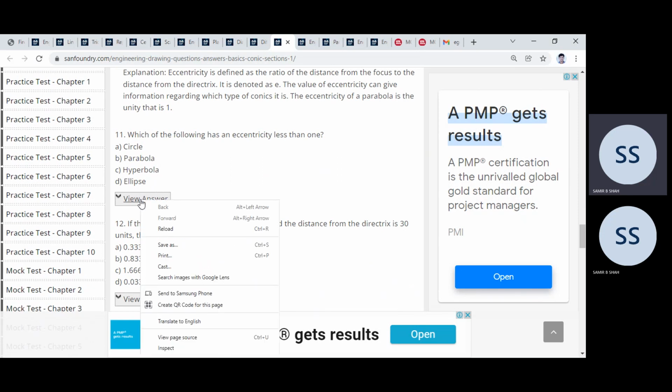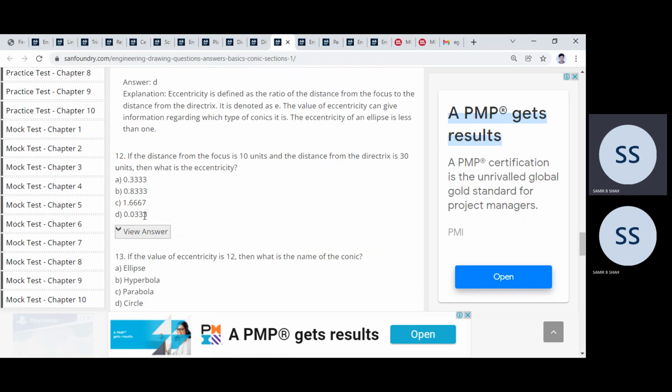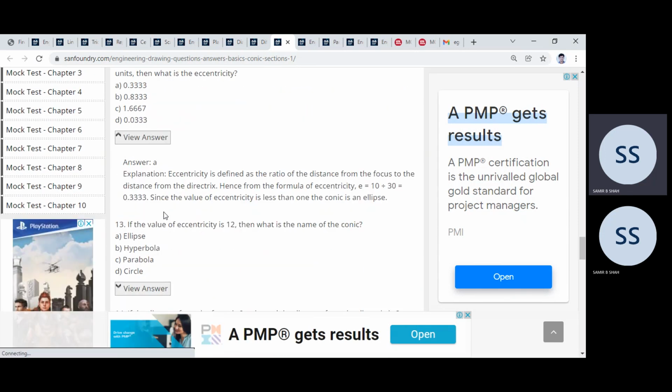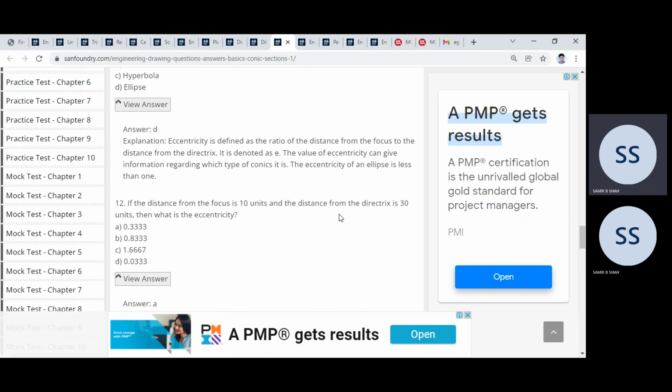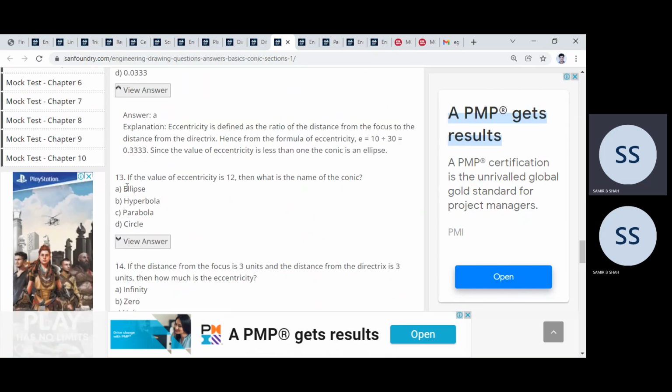If eccentricity is less than 1, then it is called an ellipse. If the distance from the focus is 10 units and the distance from the directrix is 30 units, then what is the eccentricity? Then we have to use eccentricity E is equal to 10 by 30. The 10 is given to us, that is 10 units from the focus, and the distance from the directrix is 30. So eccentricity is equal to 10 by 30, and the answer is 0.33.